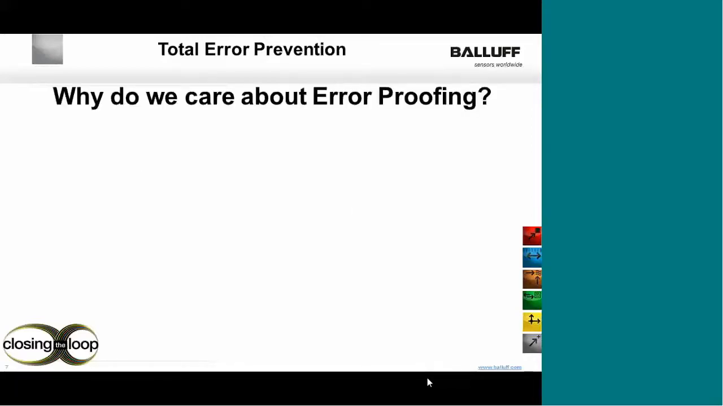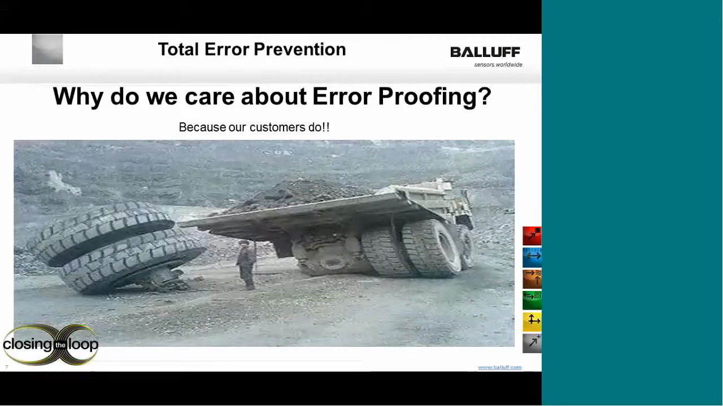So why do we care about error proofing? It's simple. It's because our customers do. And here we see an example of a truck that's carrying materials to a crusher from a mine, and although the catastrophe is with the vehicle, it's actually affecting the entire manufacturing process of that particular mine. So now their productivity is suffering because a key asset within that facility is now rendered useless.